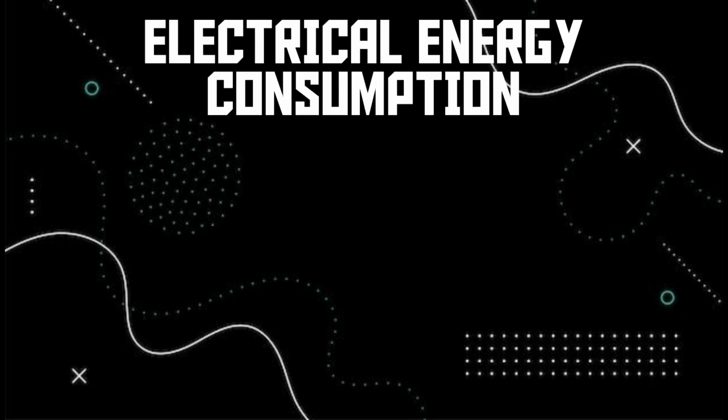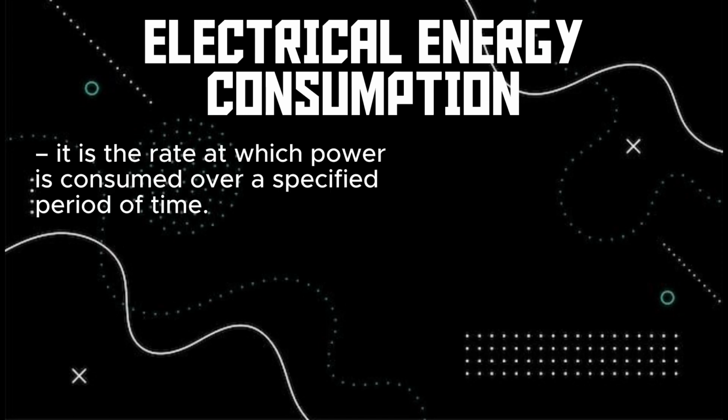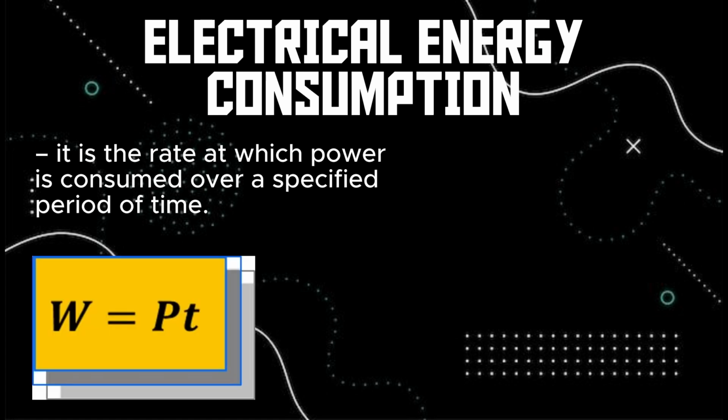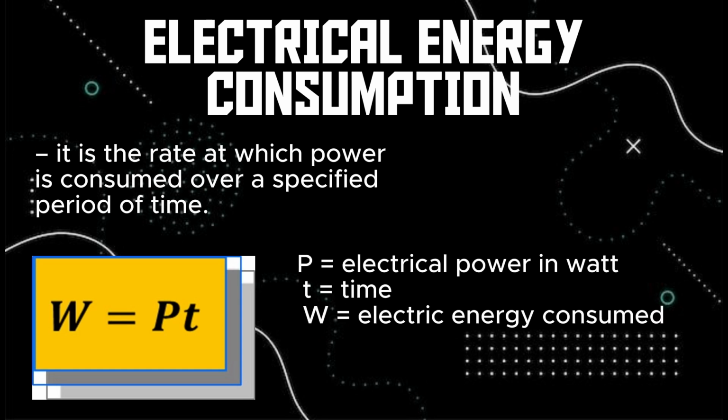Electrical energy consumption. It is the rate at which power is consumed over a specific period of time. So here's the formula for electrical energy consumed, where P is equal to electrical power in watts, T is equal to time, W is equal to electric energy consumed.